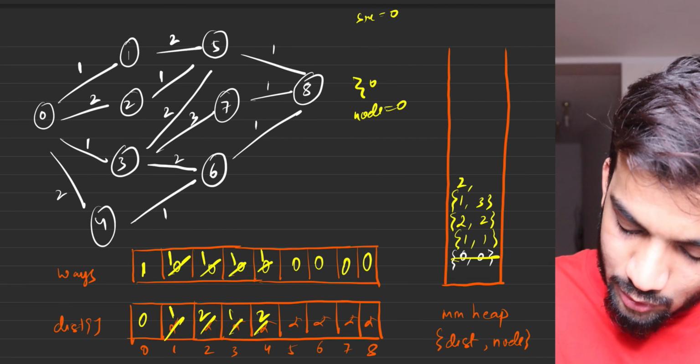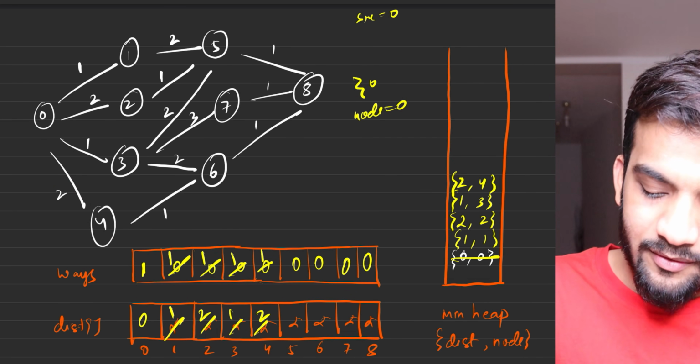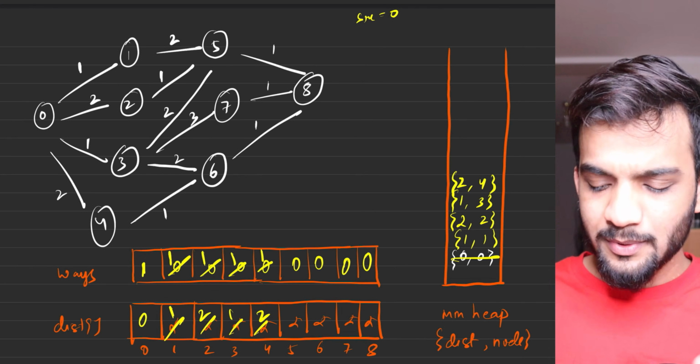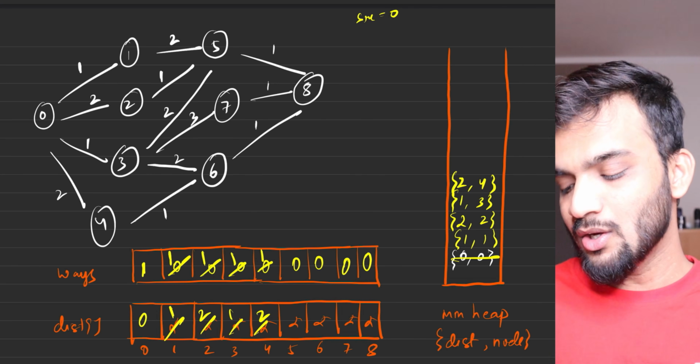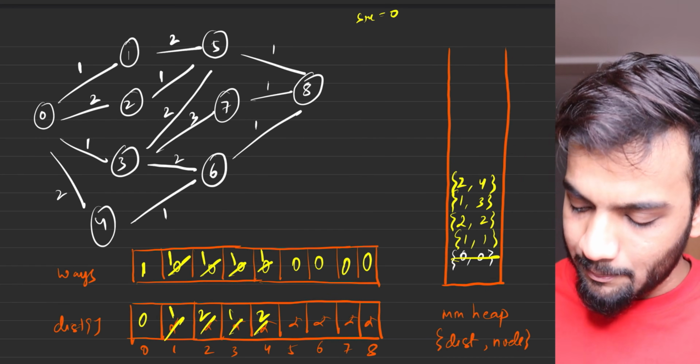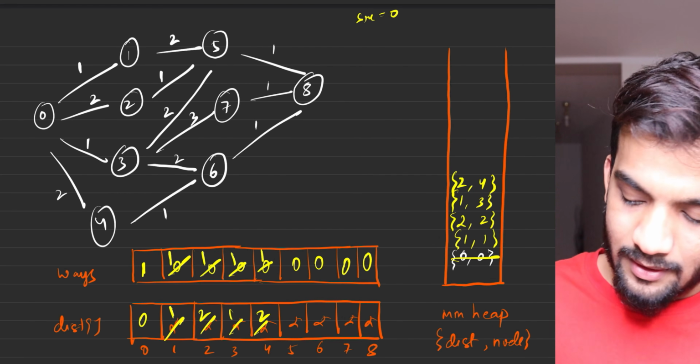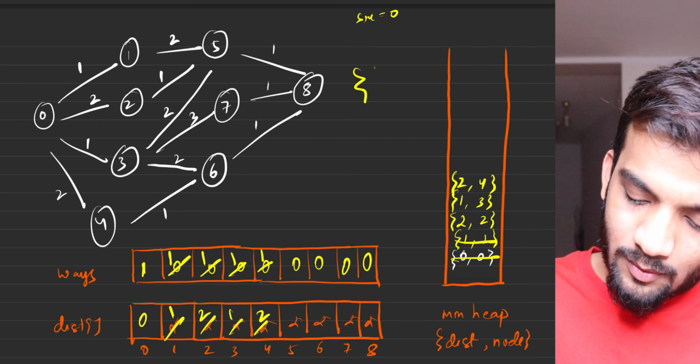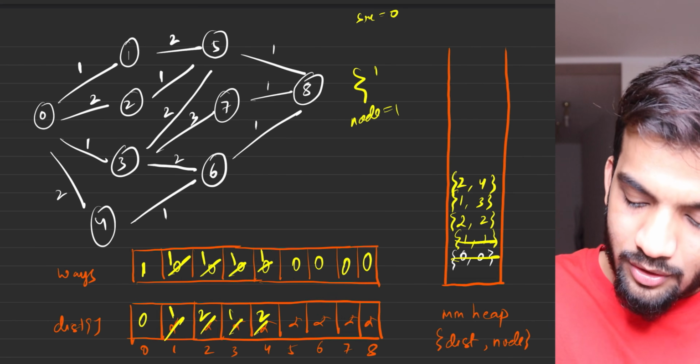and I can say distance 2 to node 4. So I can say the iteration for 0 is over. Pretty simple. The priority queue says who will be at the top, the minimum, and the minimum is 1 comma 1. So take out 1 comma 1. I'm saying 1 in order to reach the node 1.